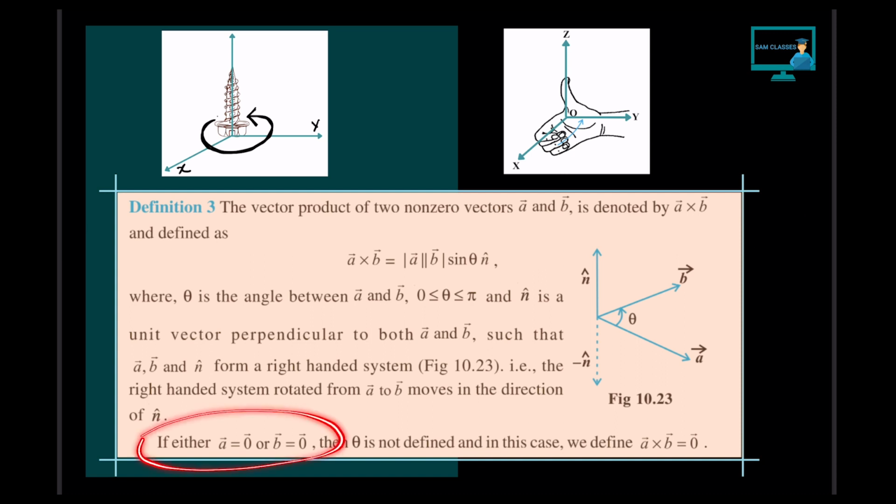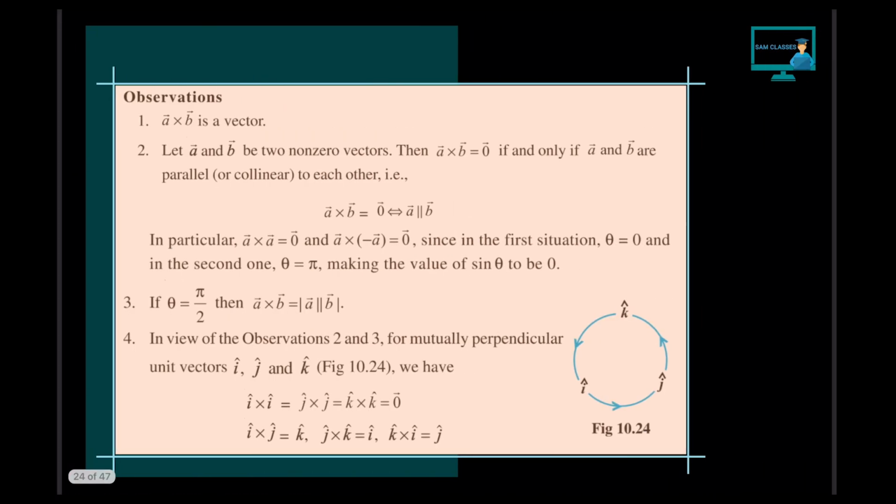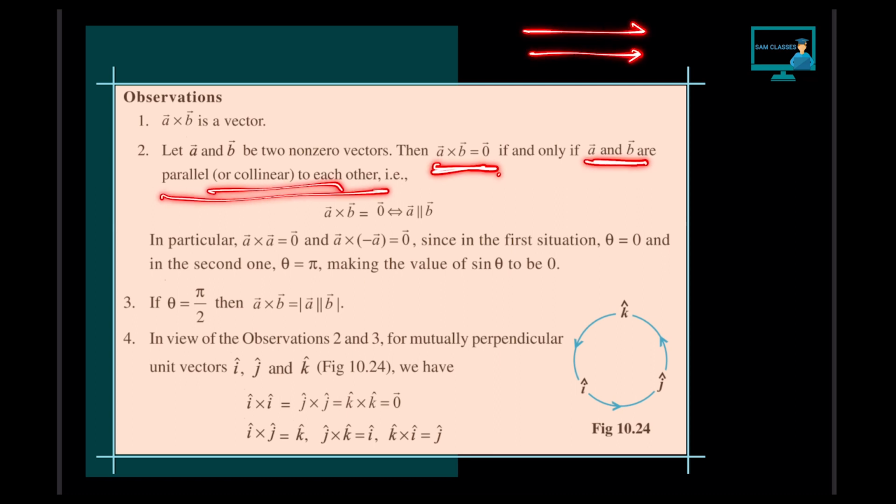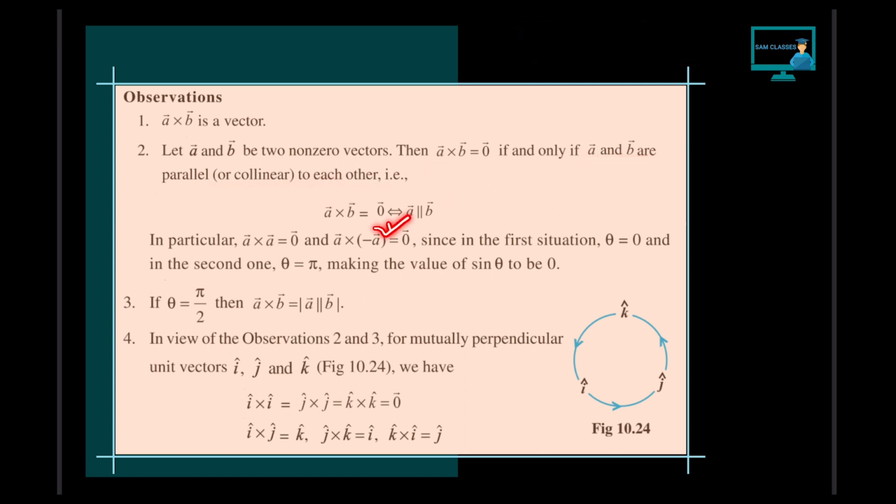Now this is also important. If a vector or b vector, anyone is zero, then theta in that case is not defined. Clear? So a vector cross b vector is a vector. That's why it's called a vector product or a cross product. Now a vector cross b vector is zero only if a and b are parallel to each other. In that case, the angle theta is zero. That is a zero vector. Clear? Very important. Now, if I do a vector cross a vector, I'll get zero. a vector cross minus a, again I'll get zero in both the cases.